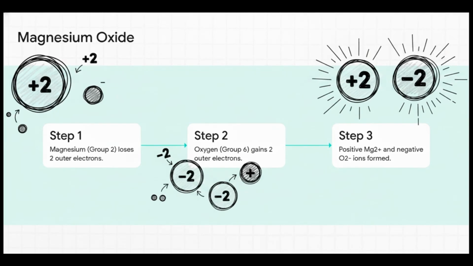Now, magnesium oxide follows that exact same logic, but with slightly higher stakes. Since magnesium is a group 2 metal, it actually needs to lose 2 outer electrons. Oxygen, being a group 6 nonmetal, needs to gain 2, so the transfer happens just like before, but notice the result here in step 3. Because 2 electrons were transferred this time, we end up creating ions with a much higher charge, a positive Mg2+ ion and a negative O2- ion. The underlying mechanism is completely identical, we're just dealing with a different quantity of electrons.